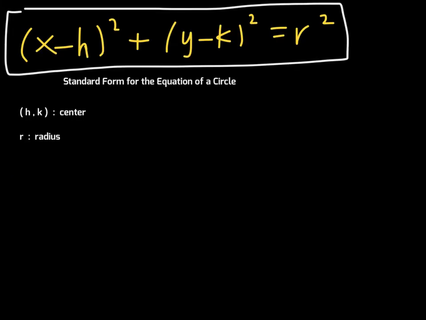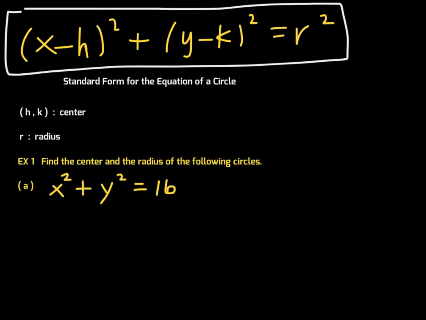So here it is, folks, the standard form for a circle, and h comma k is representing your center and r is representing your radius. Now we are ready for our first example. All right, first example, find the center and the radius of the following circles. So here's the first circle they want us to find the center and the radius for.